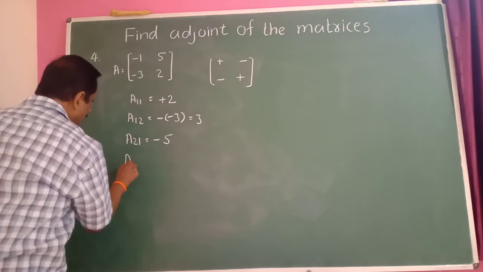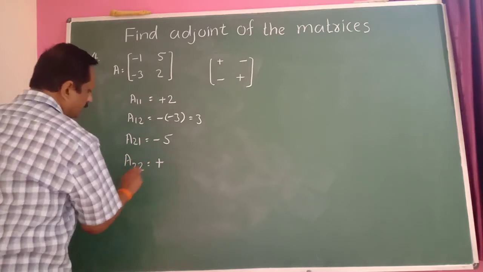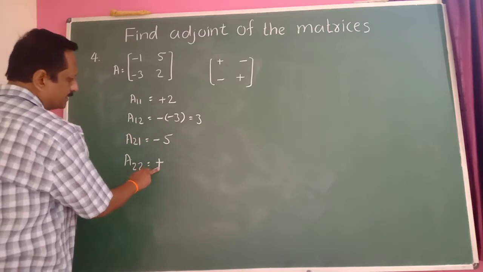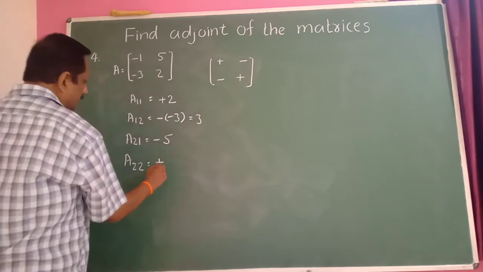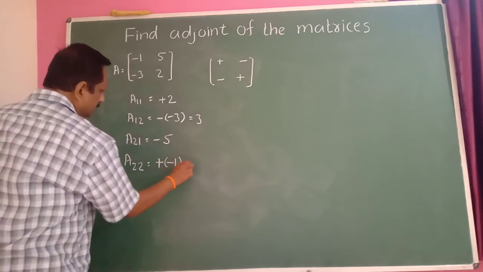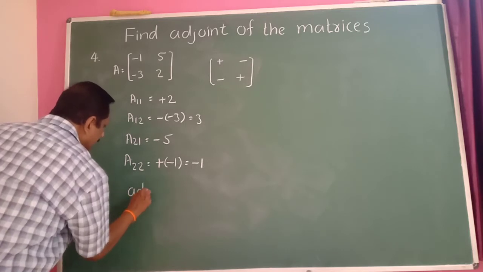Then A22: 2 plus 2, an even number, so take the plus sign. Deleting the second row and second column, we get minus of 1 here, so this equals minus 1. Therefore, the adjoint of the matrix.